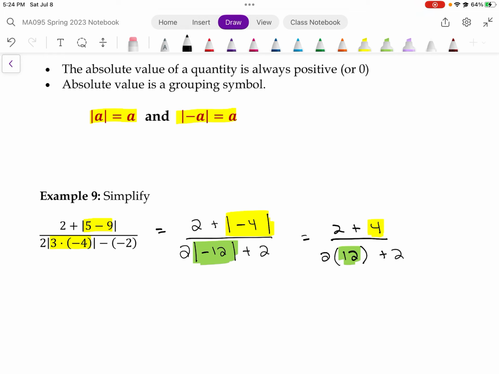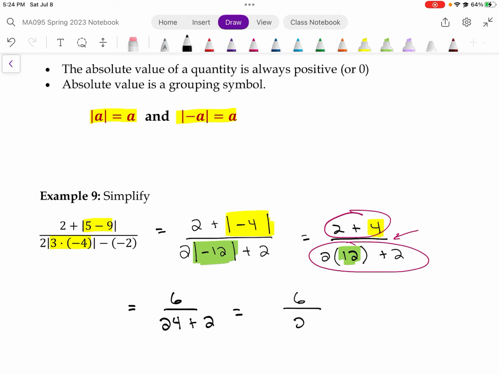Okay, so now remember, this is a grouping symbol. So we want to do the entire top and the entire bottom, and then we will simplify if we can. All right, so on top, 2 plus 4 is 6, and on the bottom, we've got 2 times 12 is 24, plus 2, so hold off on adding that 2 until you've multiplied first. And now we've got 6 over 26.